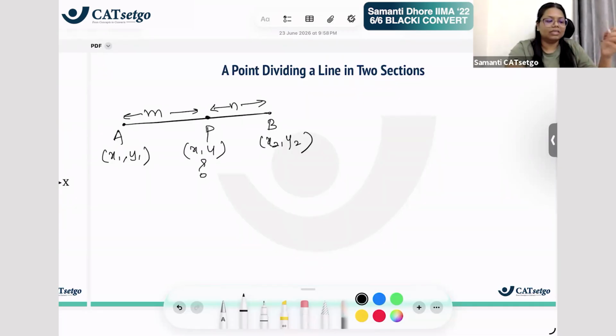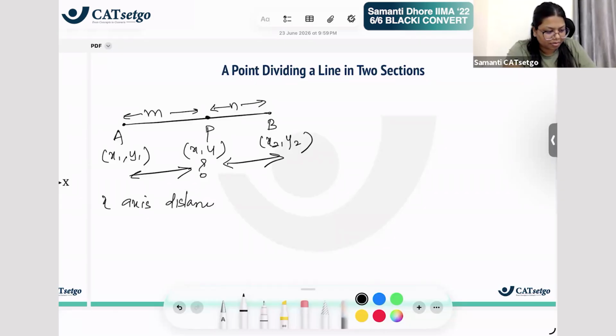So basically the way to do it is to understand that we are saying that the distance between these 2 points divided by the distance between these 2 points is m by n, right? So what is the distance between these 2 points? If we are considering this as a straight line, okay? Let's take a straight line, and only look at the x axis distance. So what is the x axis distance between A and P? It is x minus x1. Right? And how much is the distance between B and P? It is x minus x2. Right? And this is m by n.